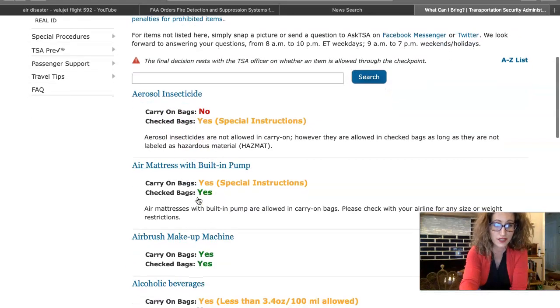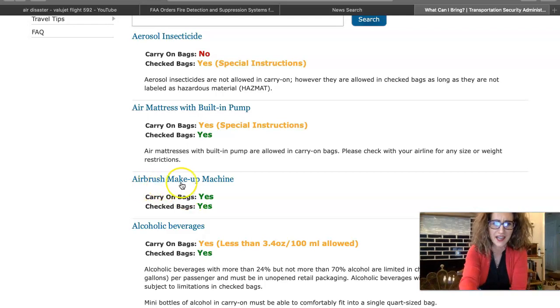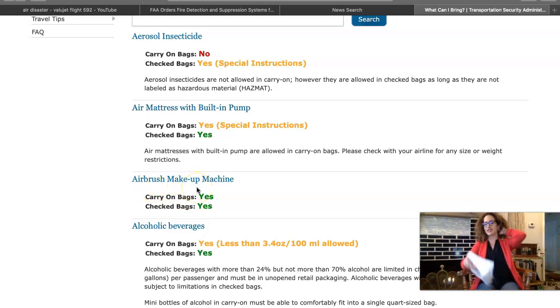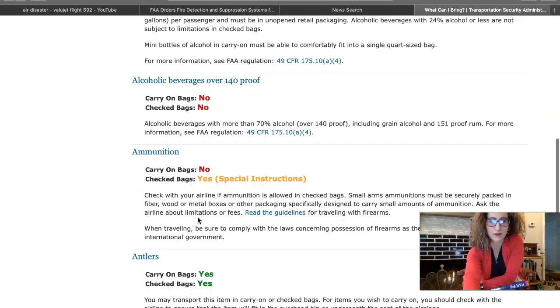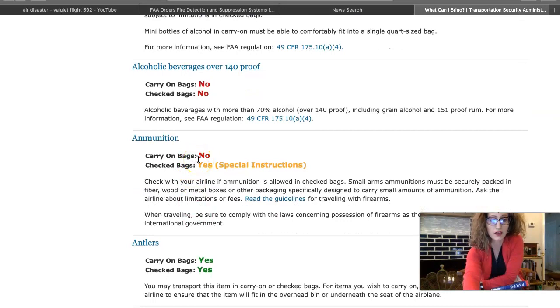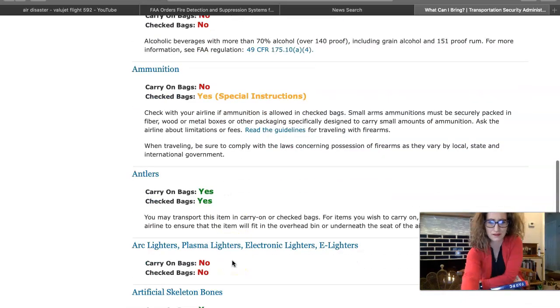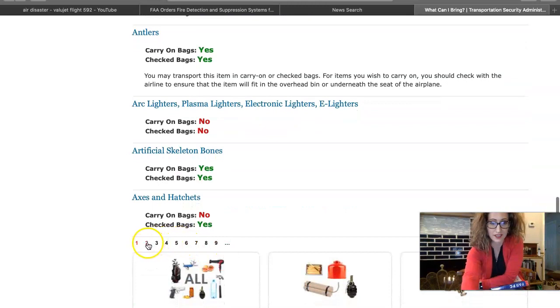And these are just some really unique things I always like to go over in class, like airbrush makeup machine. Guys, what is that? And how do I get one? Does it do my own makeup? I feel like it just airbrushes it on. But anyway, I can have that in my bag apparently, checked and carry on. Let's see. Ammunition. We cannot carry it on the aircraft, but with special instructions, you can check it in your bag. And there's guidelines for that on how to pack it, what's approved, and how to let the airline counter know ahead of time. Antlers. Anyway, check out some of these weird ones.